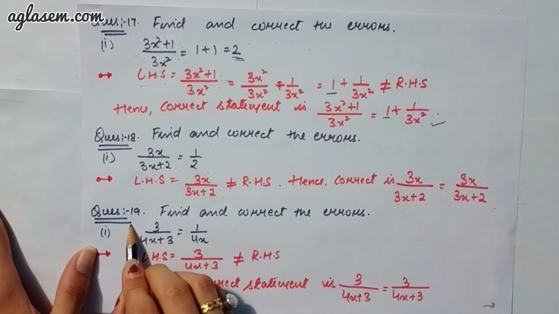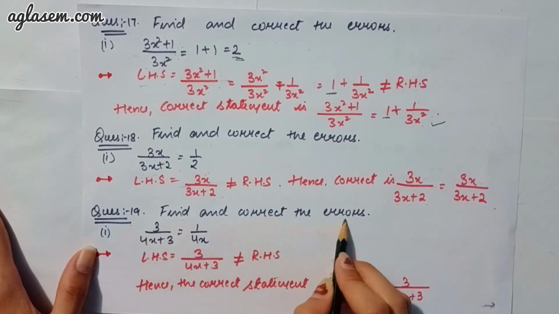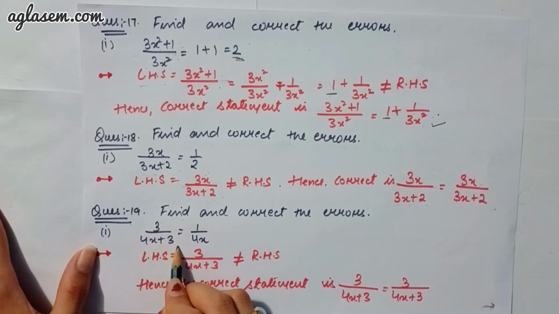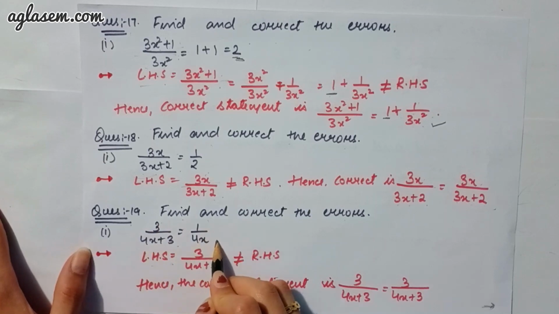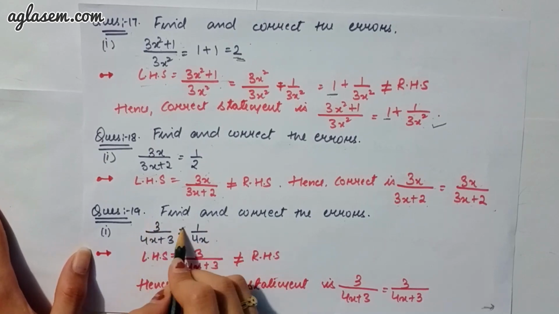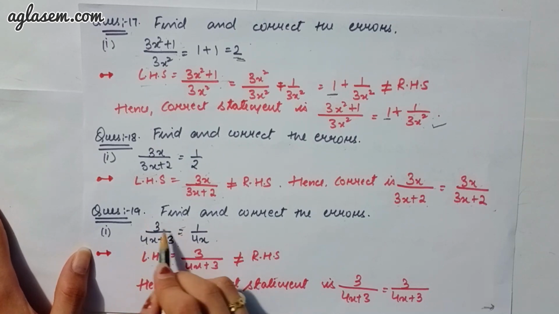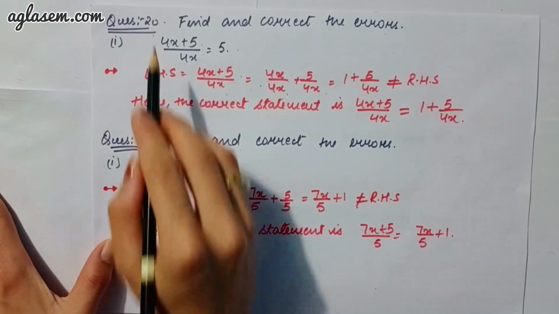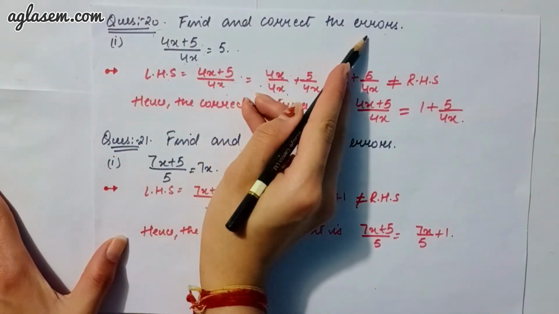Moving to our 19th question, which says find and correct the errors: 3 divided by (4x + 3) equals 1 by 4x. So LHS is 3 divided by (4x + 3), which is not equal to RHS. So the correct statement is 3 divided by (4x + 3) is equal to 3 divided by (4x + 3) only.